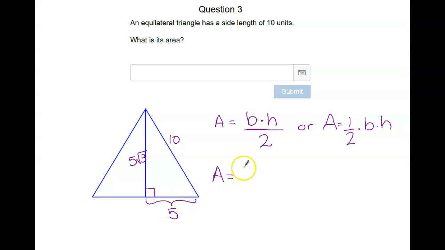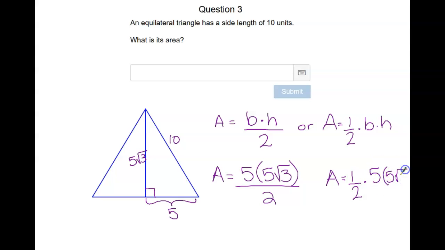So we'll use base as 5, and the height is 5 times the square root of 3, and we're going to divide that by 2. Or if you prefer to do it like this, you could say 1/2 times 5 square roots of 3.